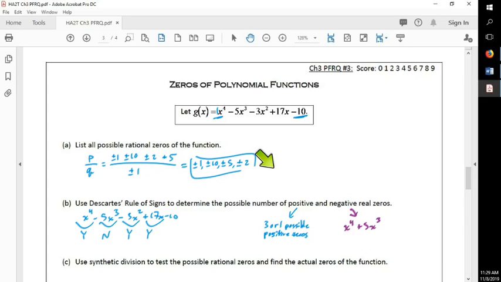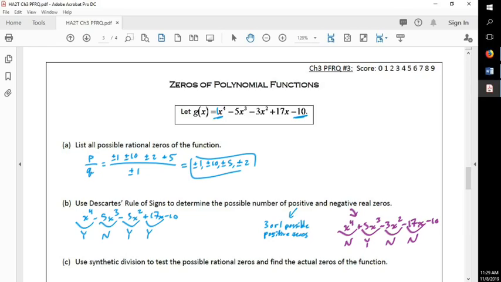The next one, the sign is going to change because... Oh, wait, I'm sorry. The sign's going to stay the same because we have an even exponent. So we have minus 3x squared. And then when I plug in negative x to the 17x, I get negative 17x. And then the negative 10 stays negative 10. So here we have no change. Here we do have a change. Here we have no change. And here we have no change.